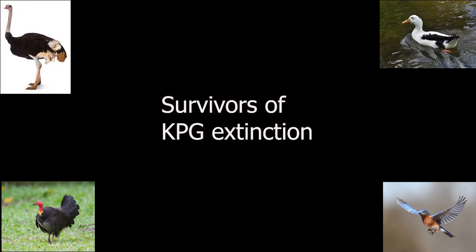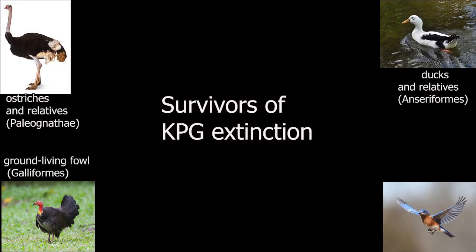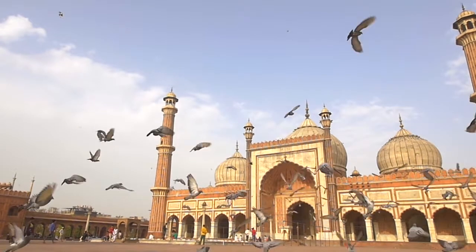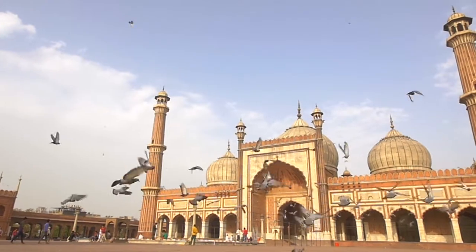However, 4 distinct lineages of birds survived the KPG extinction event 66 million years ago, giving rise to ostriches and relatives, ducks and relatives, ground-living fowl, and modern birds. Today there are over 10,000 bird species, all descended from Archaeopteryx ancestors.